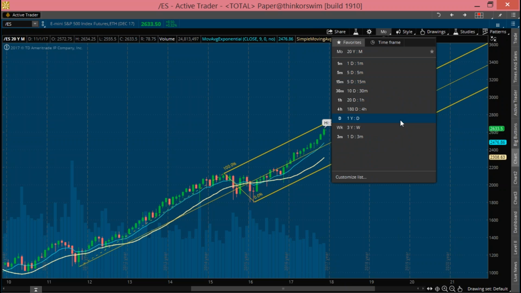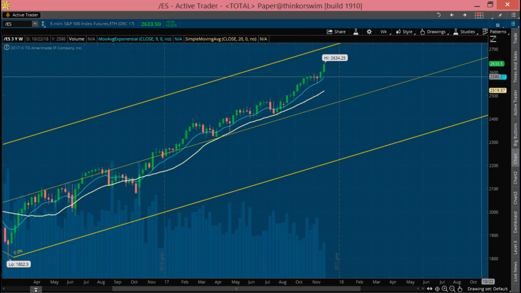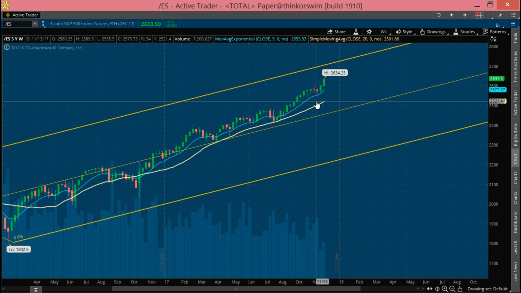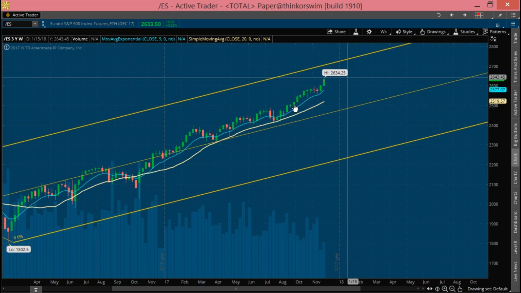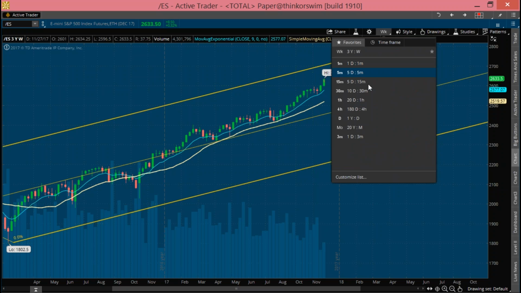We're going to talk about critical mass. We're way above critical mass right now. But going to the weekly, you can see again, good slope, good separation on the 9 and the 20. Prices paralleling the 9 nicely. Trend is very much intact.